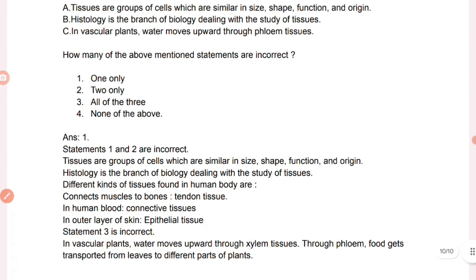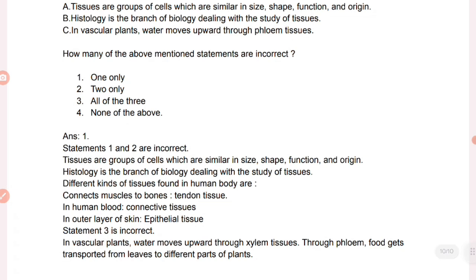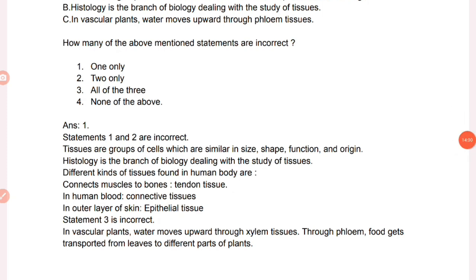Now consider the following statement. Tissues are a group of cells which are similar in size, shape, function and origin. So these are indeed a group of cells which are similar in size, shape, function and origin. Okay. So what is histology? Histology is the branch of biology dealing with the study of tissues. So these two statements are correct.